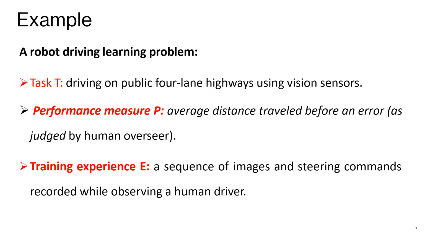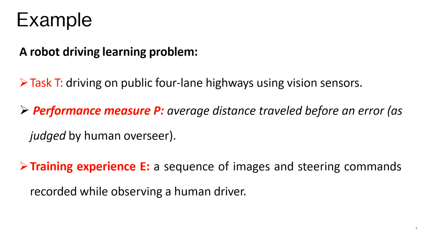Second one, performance. Now, we need to determine how well the robot is performing. One possible performance measure is the average distance traveled before an error occurs. If the vehicle can travel a longer distance without making an error, its performance can be considered better.